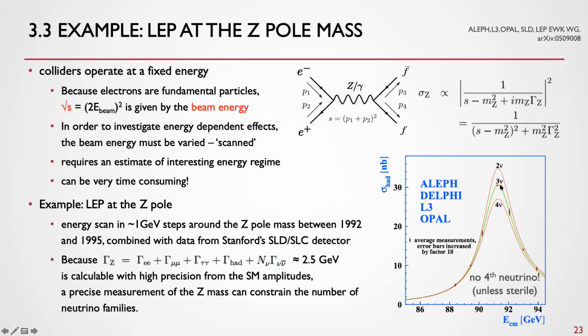Here you see in dots the measurements, and you can do the calculation with 2 neutrino families, with 3 neutrino families, and with 4 neutrino families. As you can see, this energy scan very clearly reveals that the data is only consistent with the prediction for the case of 3 neutrino families. Besides LEP having many results, this is a very important precision result that is still very much used today in neutrino phenomenology.